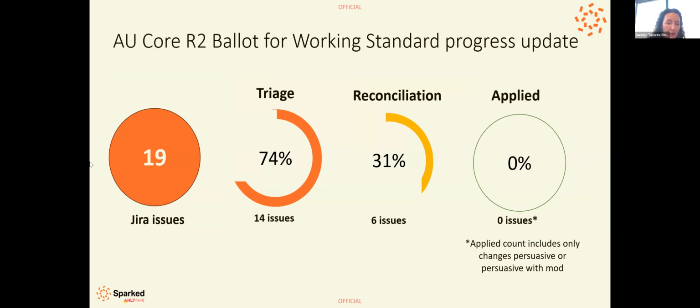So looking at where we are with our JIRA issues, overall, in terms of our ballot, there are 19 individual pieces of feedback that were voted on as needing to be considered in AU Core R2. Of those, the AU Core TDG co-chairs have gone through 14 of them, so that's 74%. We as an AU Core TDG have already voted on or made decisions around 6 of them. And in terms of being already applied, there's still 0, but that is going to happen very soon. Actually, the IG editors are working through those, and we should see that number shift in our next call.